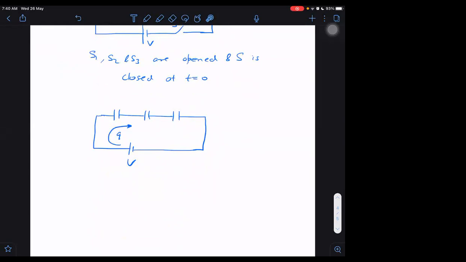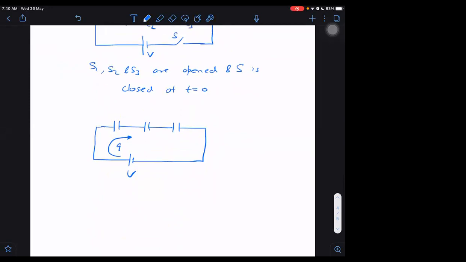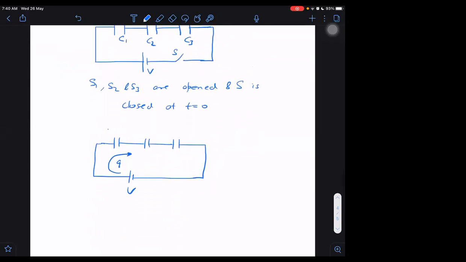So what would be the new charges stored? The new charges stored will be Q plus C1V1 for the first, Q plus C2V2 for the other, and for the third one, Q minus C3V3. V1, V2 and V3 in fact.